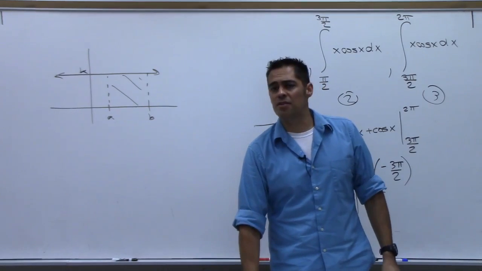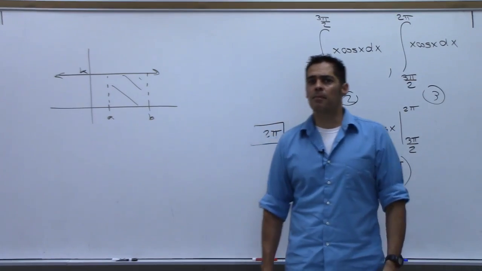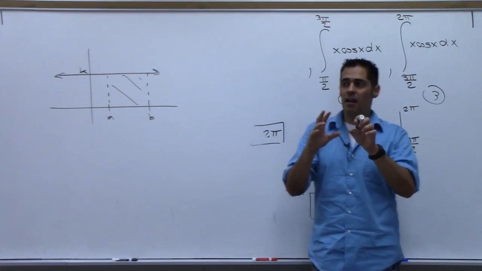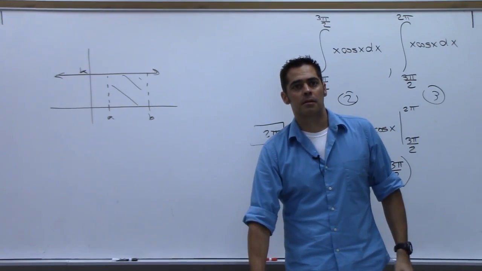All right. We knew this already. If you have a constant in front of the function, you can pull that out. So you can find the area with the constant in there, or you can take the constant out and multiply it at the end.